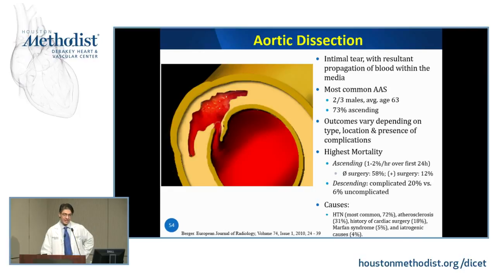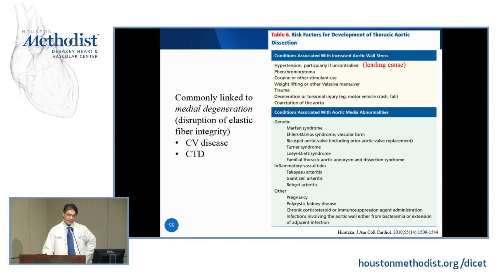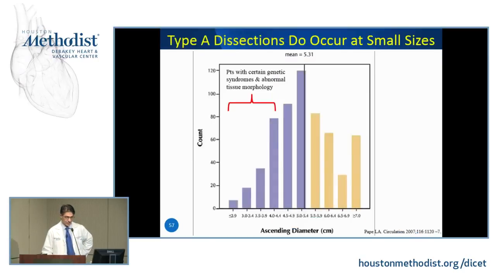So aortic dissection is a tear in the intima, and you have blood flow that gets into the media and creates this double lumen. It has a very high mortality for ascending, where it's 1 to 2% per hour, and therefore why you need surgery. The most common cause, again, is hypertension. Here are some different things that have been associated with aortic dissection. I'll point out hypertension. Think about it in your cocaine user who comes into the ED. It's not always coronary. Weightlifters, trauma, and of course everybody who has genetic issues.